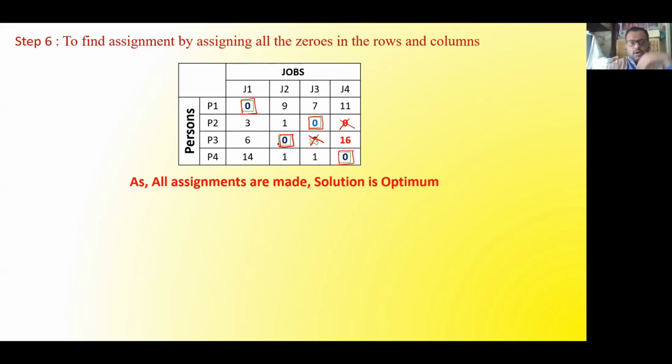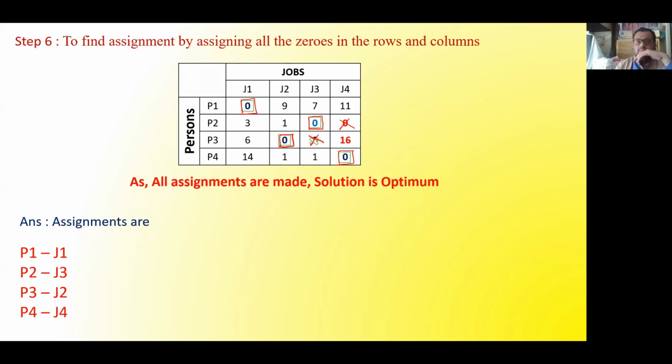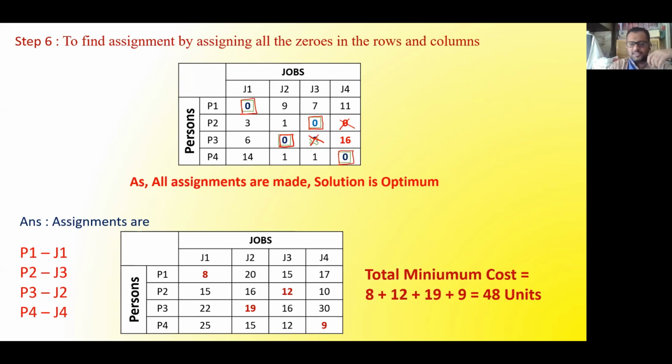And now I can write that all the assignments are made and the solution is optimum. So P1 is going to J1, P2 going to J3, P3 going to J2, and P4 going to J4. And again, I expect answers from all of you in the chat box. What is the minimum time required? The correct answer should be the total minimum cost, 8 plus 12 plus 16 plus 19 plus 9. That is 48. Did you understand? Yes sir.